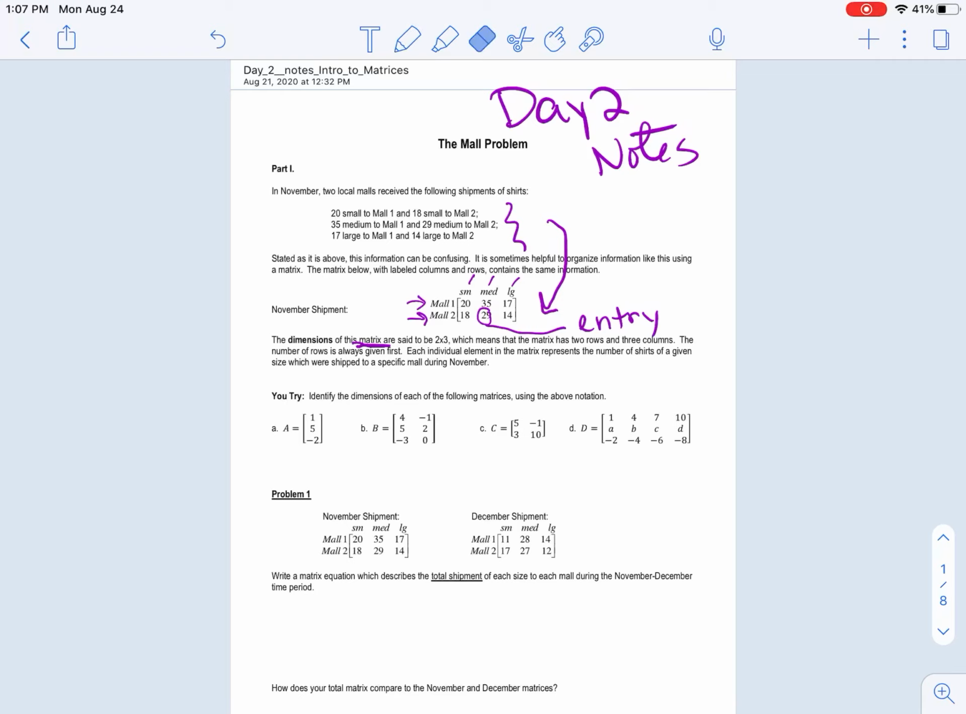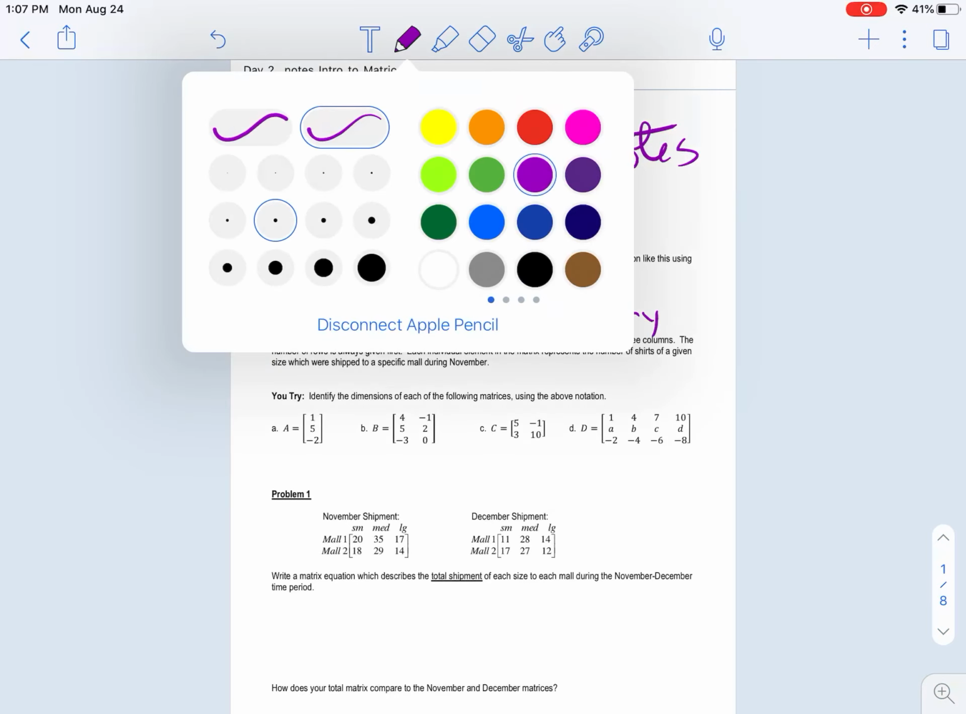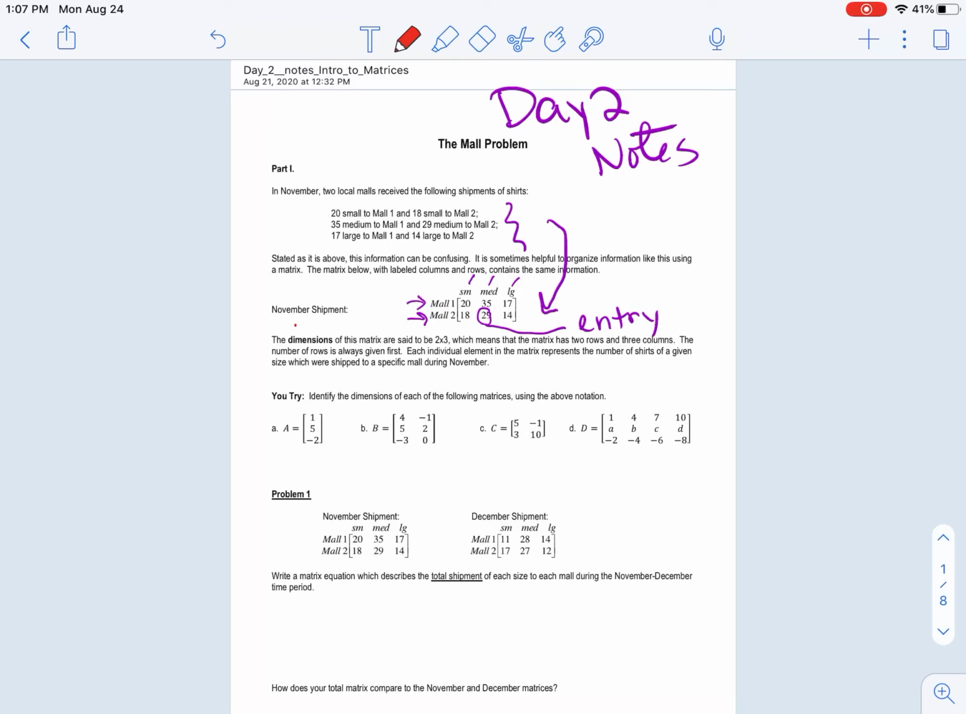Our dimensions on our matrix always go by the rows, which are this way, and then our columns, which are up and down, like on the front of a house. There's columns, okay? You never use the labels on the outside. So Mall 1 and Mall 2 were just labels. Small, medium, and large were just labels. So this matrix is a 2 by 3, okay?